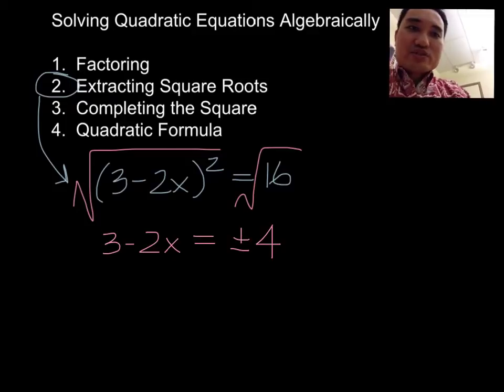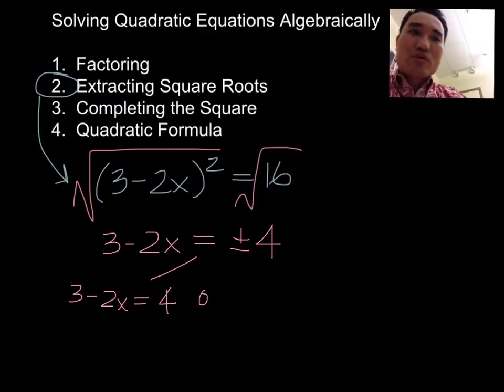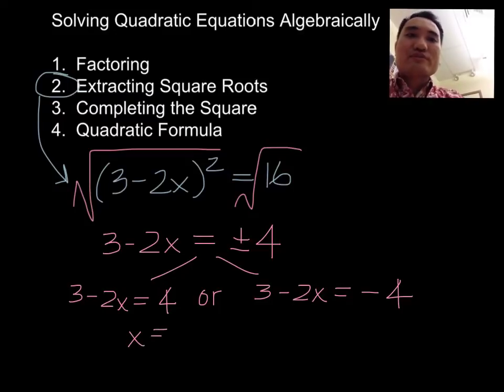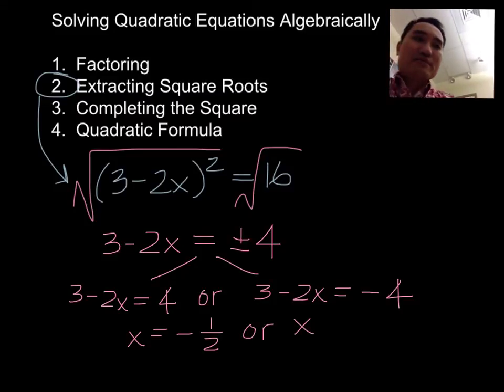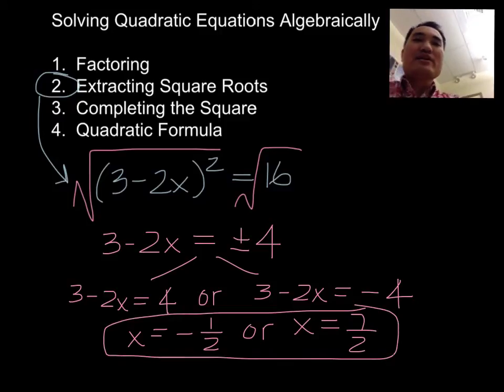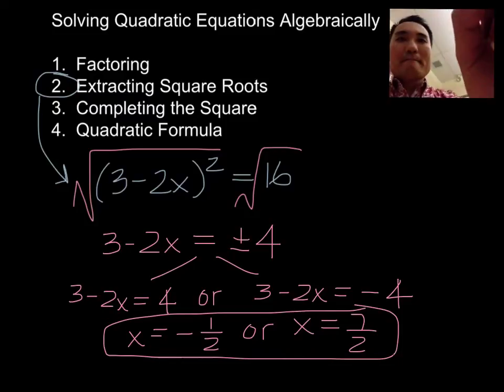Then this breaks into two parts. 3 minus 2x equals 4. Or you can have 3 minus 2x equals negative 4. You solve those, and you end up with x equals negative 1/2, or x equals 7/2, and those are your answers. So extracting square roots works really nicely when you have it in a form that you can square root both sides easily. Okay, next one.